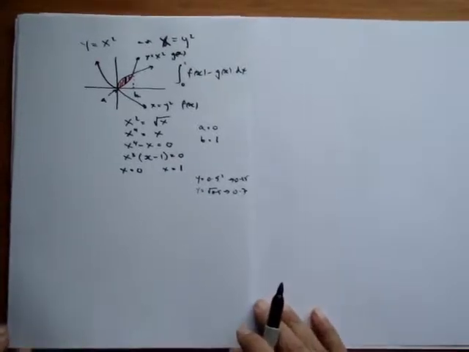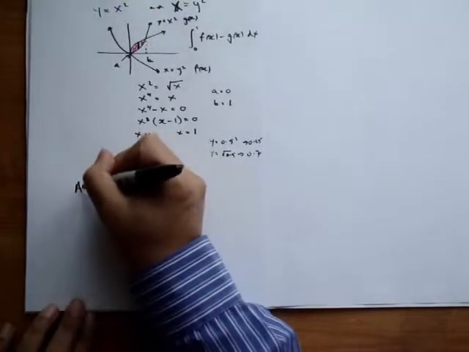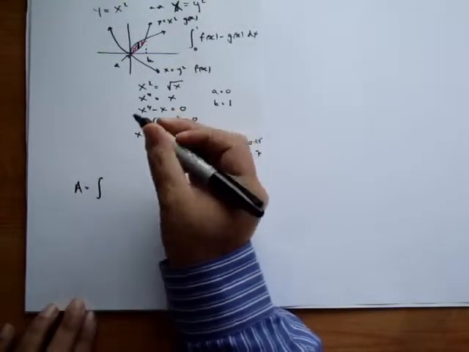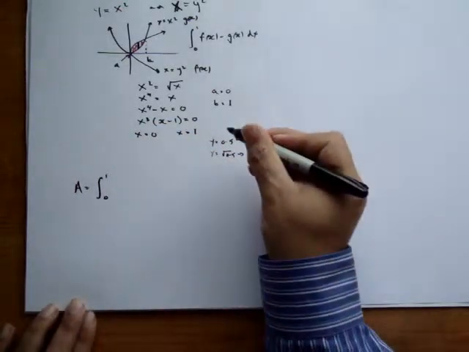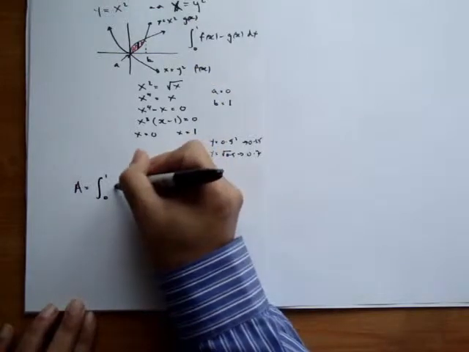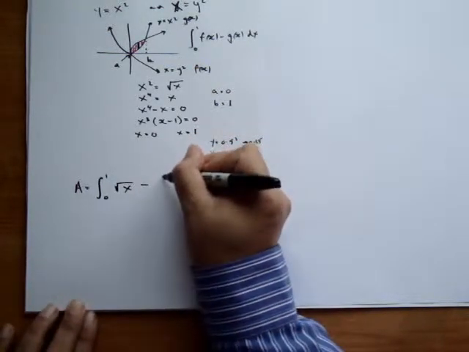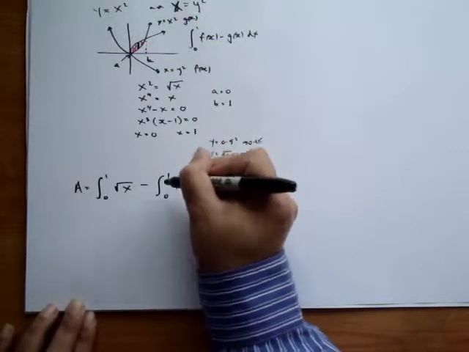Okay, now we can do our definite integral. So the area is the integral of 0 to 1, the top curve, which we said was square root of x, minus x squared dx.